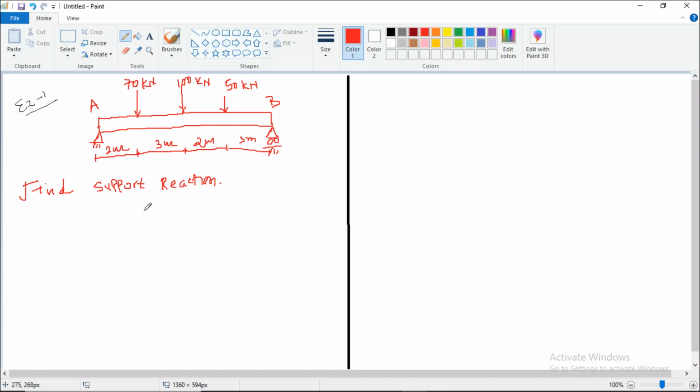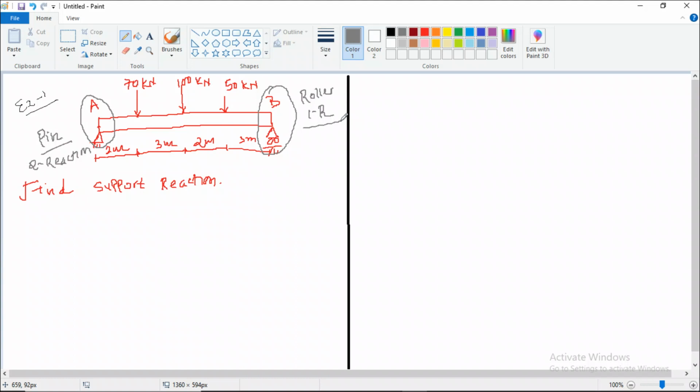So for the given beam, the first work for us is to identify the support system. What type of support system is given to us? As you can see, at point A we have a pin support, or you can say hinge support, and at point B we have a roller support. Now we know that at a pin support there can be only two external reactions possible, and at a roller support we have one reaction possible. This we have seen in the previous lectures.